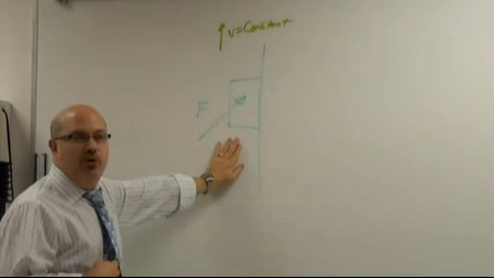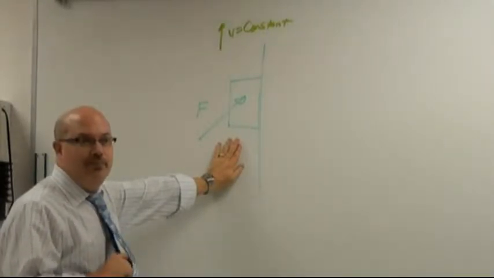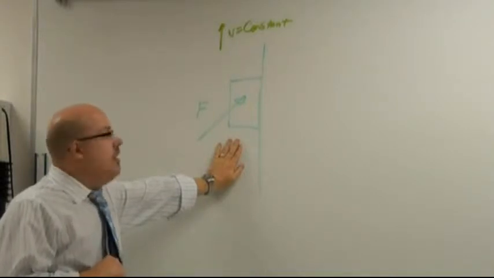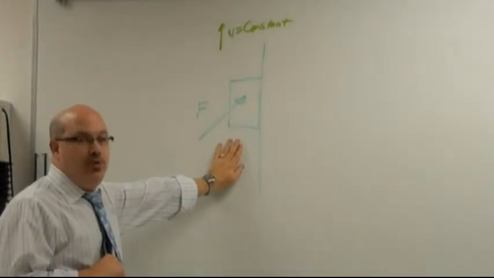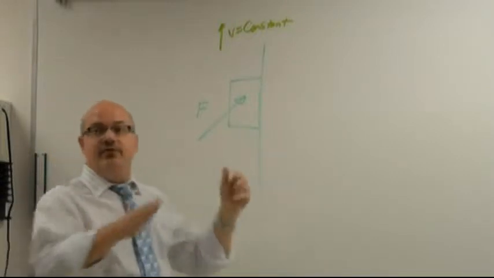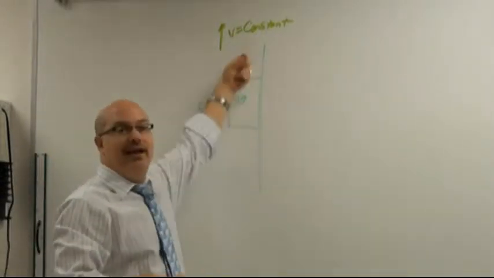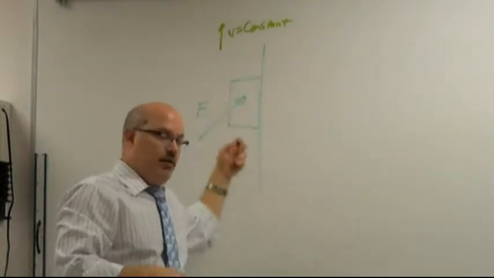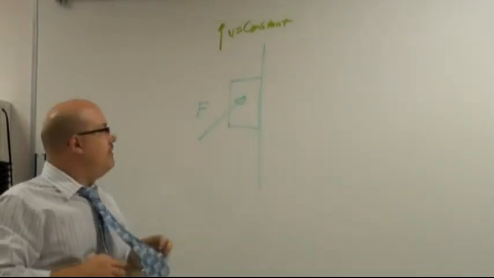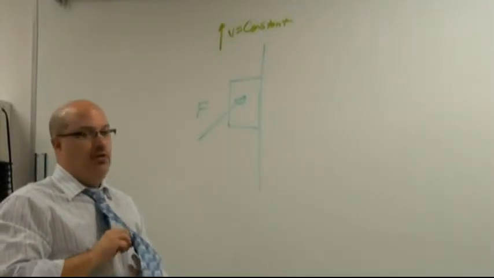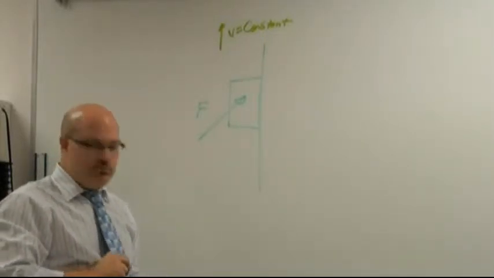Okay, remember the rules. Normal force always acts which way? Perpendicular to the surface. Okay, friction always acts which way? Against the relative motion of the two. So since this one is going to try to slide up, friction is going to be down, parallel to the surface. Gravity is always down. All right, so you just draw them.